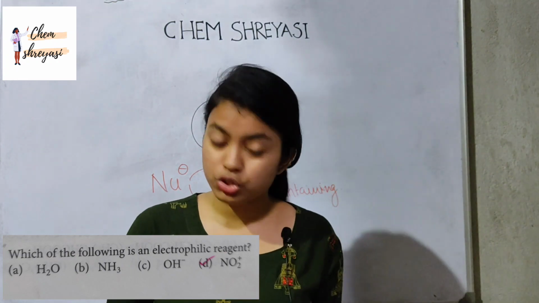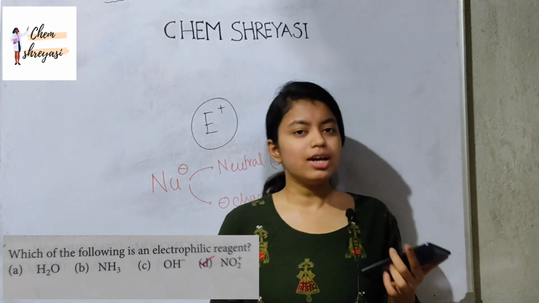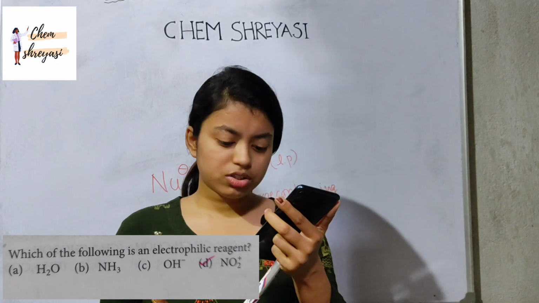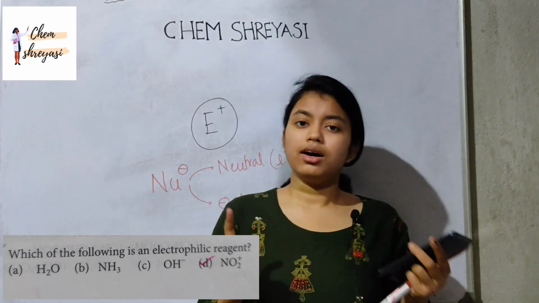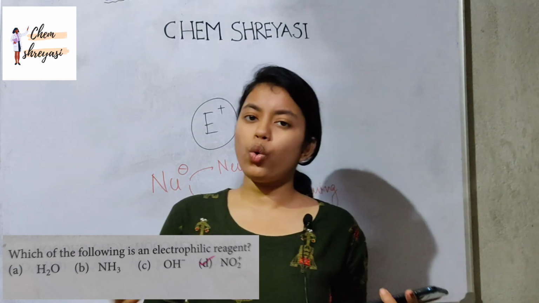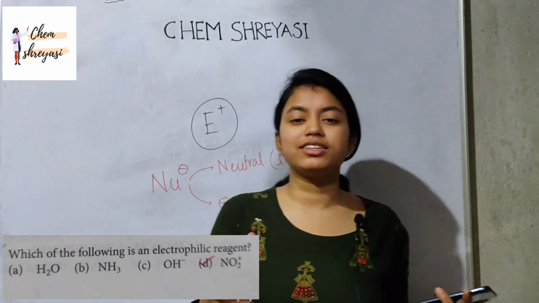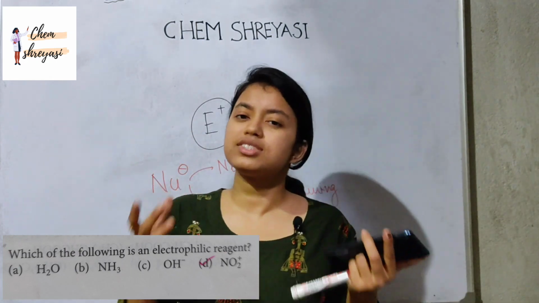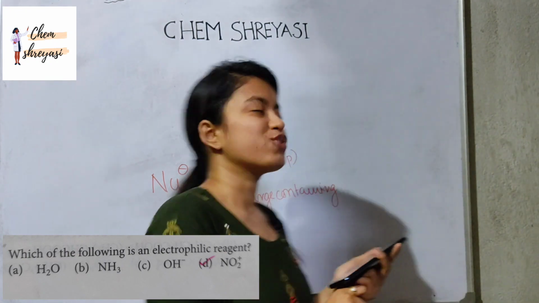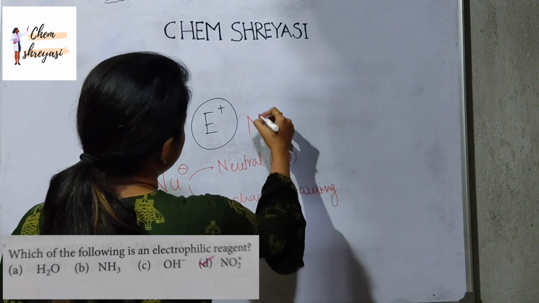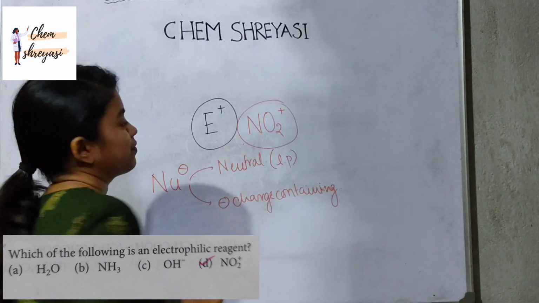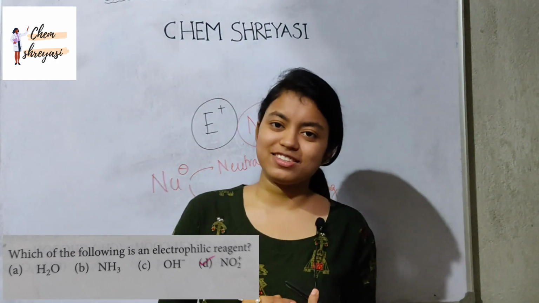The second one is NH3. So in NH3, the nitrogen has one lone pair on itself. So that's why NH3 is a nucleophile. The third option is OH negative. Now OH negative, we can clearly see that it contains one negative charge on itself, so it is definitely a nucleophile. And the fourth one is NO2 plus. So NO2 plus is a definite electrophile. So option D is the right answer.